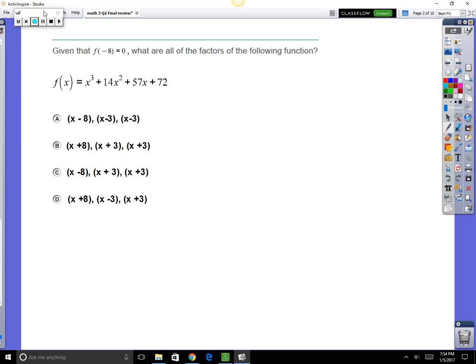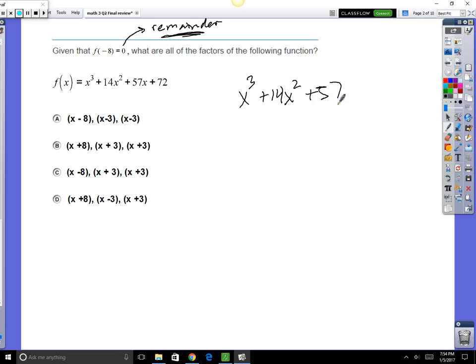Number 2 is similar. Given that f at a negative 8 is going to give you 0, what are all the factors of the following function? So this right here, 0, is my remainder. That means there's not a remainder. That means it goes in perfectly. So I'm going to take this polynomial, which was x cubed plus 14x squared plus 57x plus 72. So in a fancy way, they're telling you the remainder's 0.